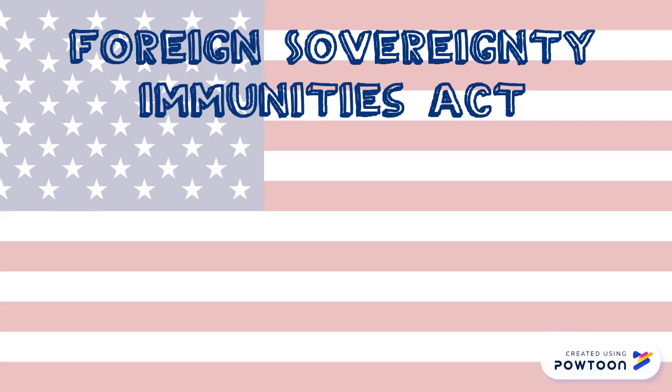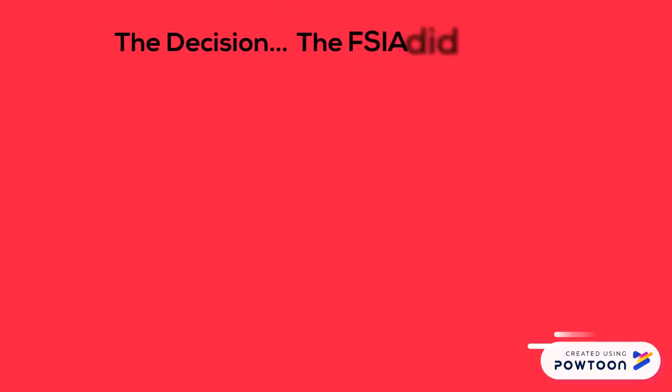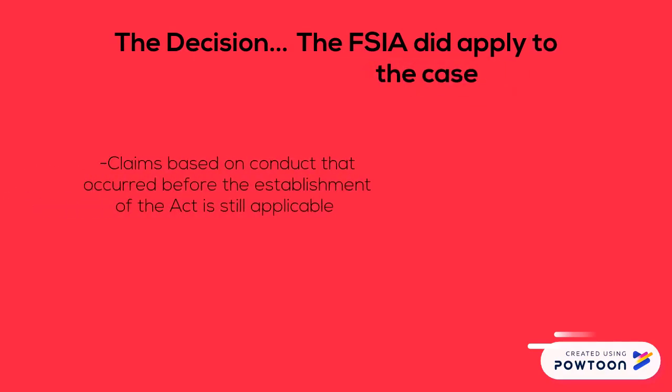Prior to this legislation, the United States almost always granted sovereign immunity based heavily on executive branch decisions. The previous policy was to request immunity in all cases against a friendly sovereign or allied state. The FSIA did apply to the case and also to claims based on conduct that happened before the establishment of the Act.